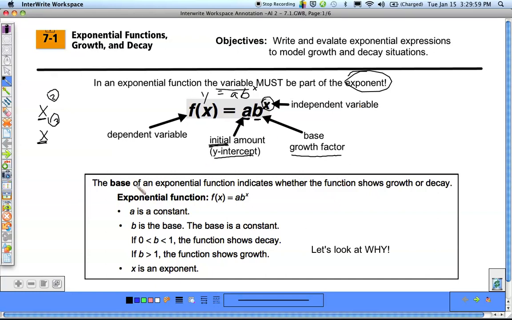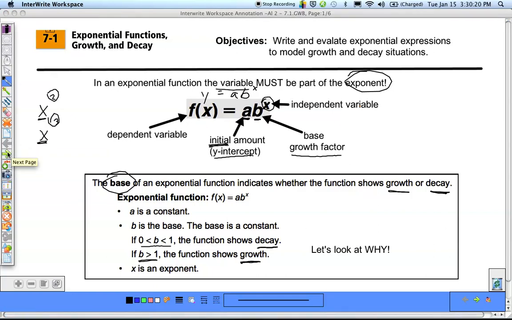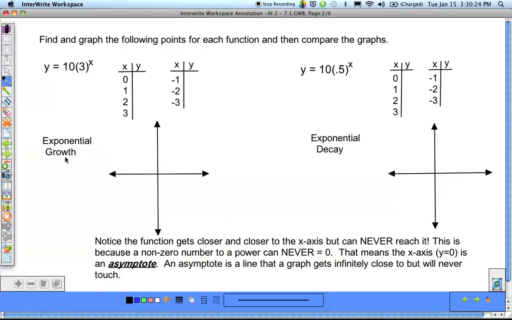That b value, the base, is the thing that's going to show the actual growth or the decay. If the b value is between 0 and 1, something like 0.5, 0.3, that is going to show decay. If that b value is greater than 1, it's going to show growth. And again, we're going to see when we actually graph these what it means to be decaying, what it means to be growing. So, to actually see what these look like, we're just going to start by going through and creating some tables.